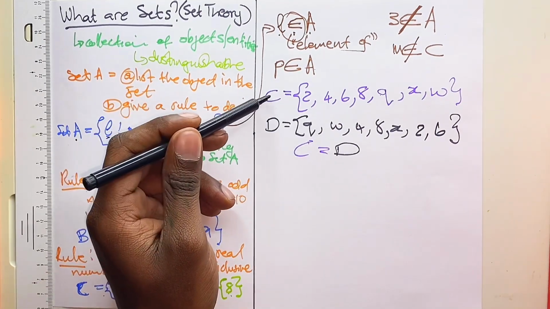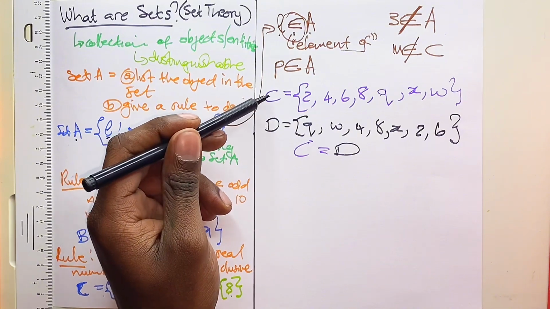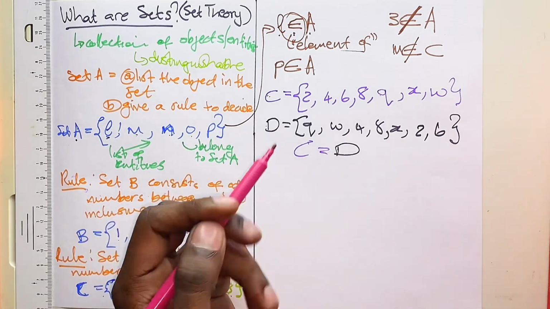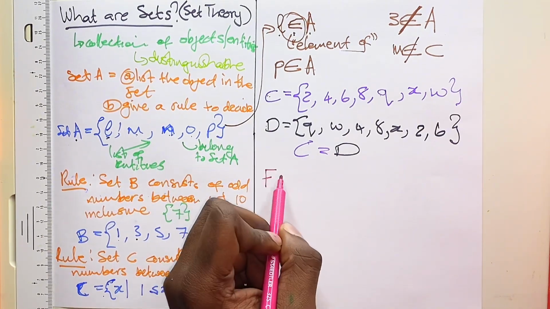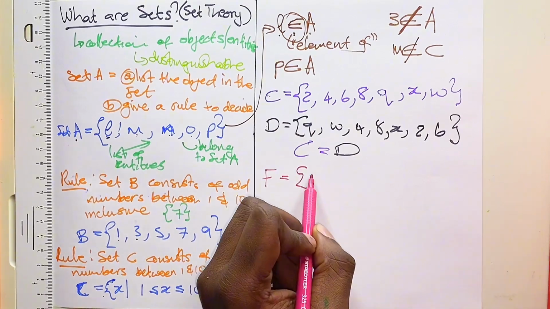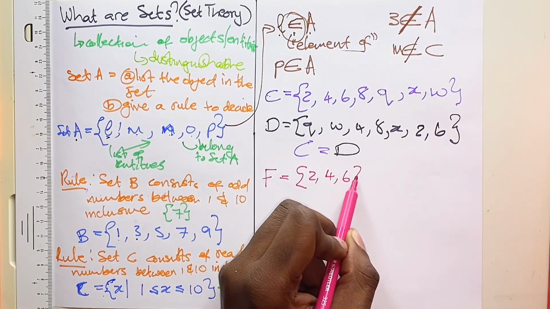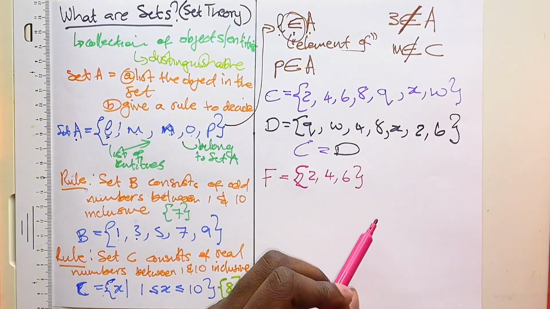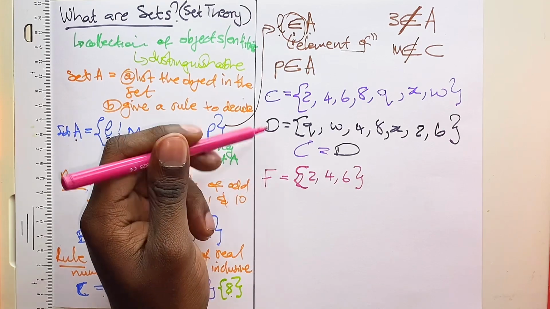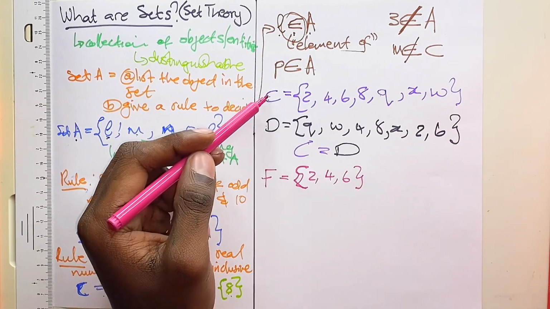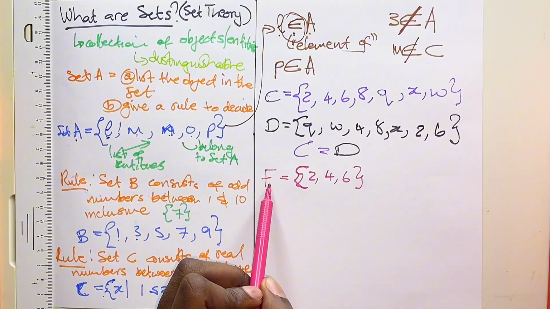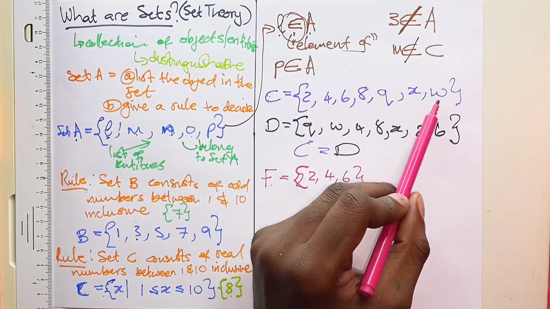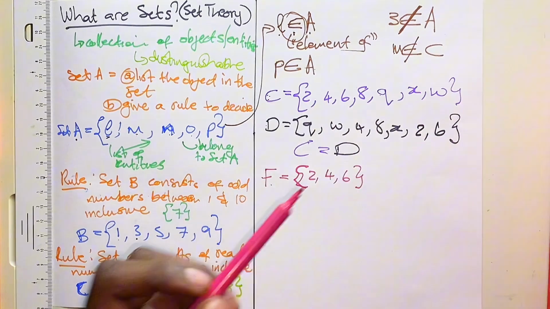Now, taking in consideration set C of mine, let's say I have a new set provided by set F. And that set F consists of 2, 4, 6. And that's it. It only has 3 elements, 2, 4, 6. Now, is set F equal to set C? No, it is not, because set F only has 3 elements that are in set C and does not have the rest of the 4 elements.